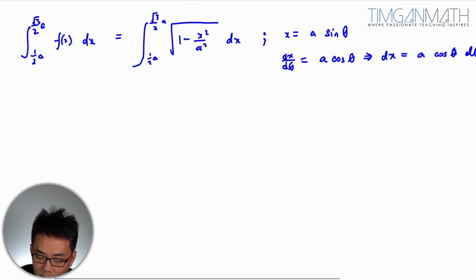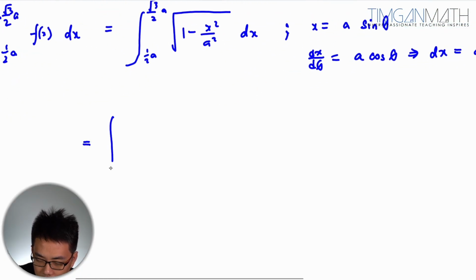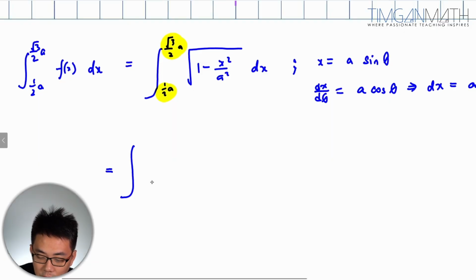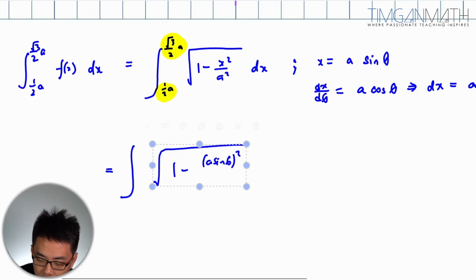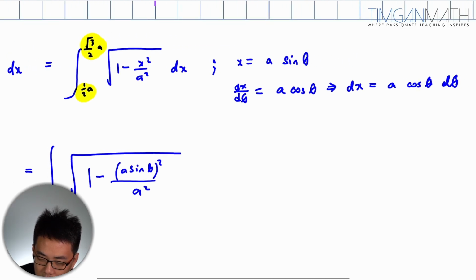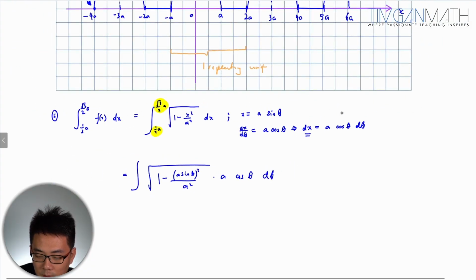Just know that. Then what we're going to do is actually just substitute it in. Now this one, careful. When you substitute in, make sure you change the boundary there. But you don't want to change also can. Later on you change back. So this is 1 minus a sine theta squared over a squared. dx is a cosine theta d theta. Okay, some schools don't allow you to write this. Like I said before, you will see this in university textbooks.